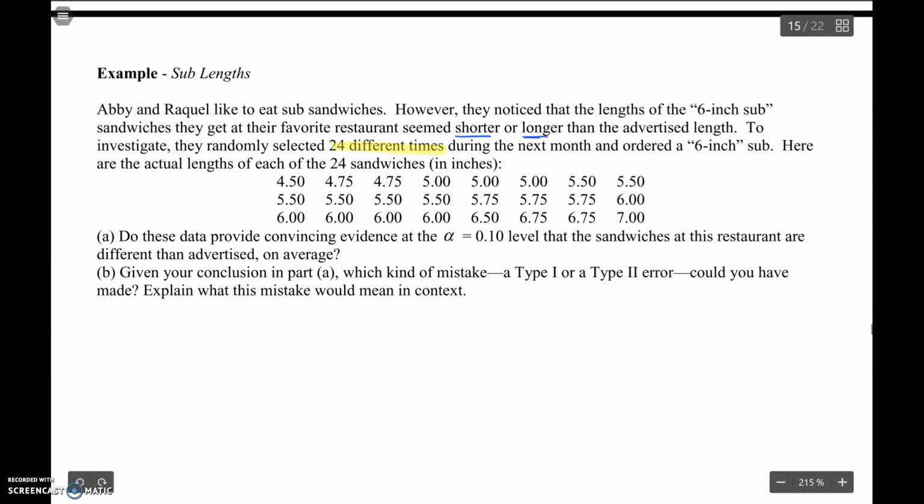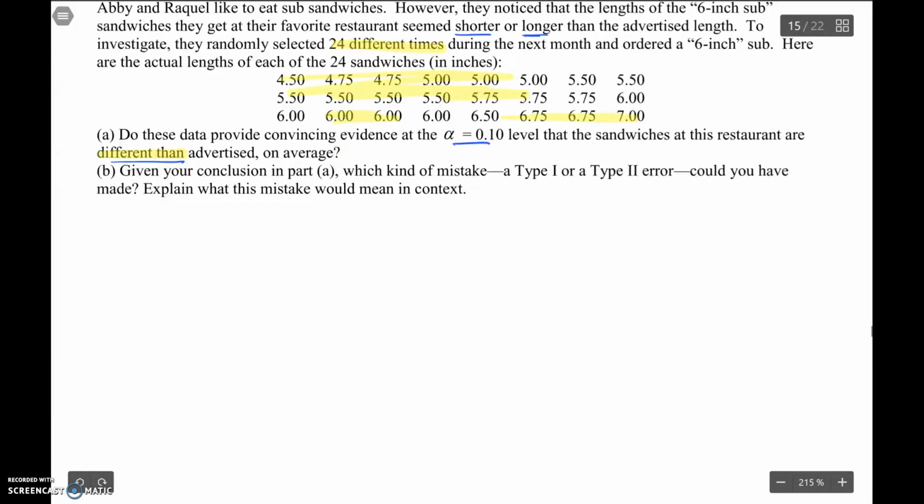So you can see a lot of them are smaller, right? A few are right on and a few are bigger. But it looks like on average, they're a little bit light, a little bit too small. Do these data provide convincing evidence at the 0.10 level that sandwiches at this restaurant are different than advertised? So they're not saying smaller or larger, they're saying different. That's going to give us our alternate.